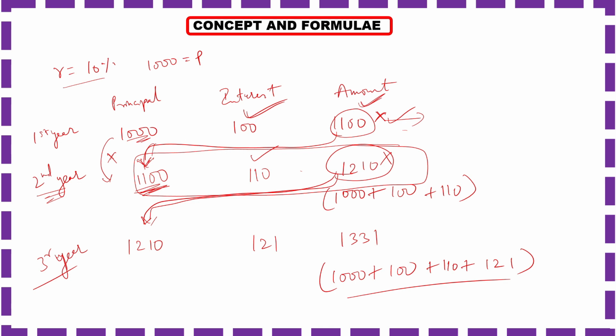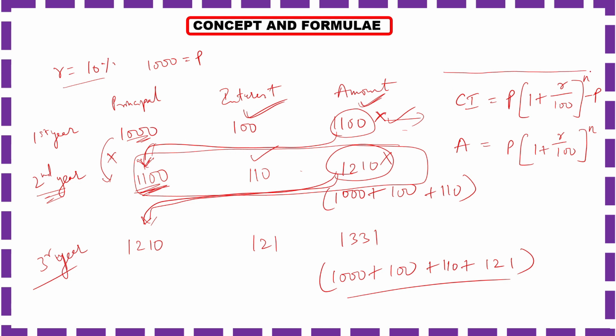Now let us move to the formula of compound interest. Compound interest is equal to principal into 1 plus r by 100 whole power n minus p, right? And what about the amount in compound interest? Amount is equal to p into 1 plus r by 100 whole power n. So for compound interest, just remember these two formulae. Of course, we have two more, continuous compounding formula and non-annual compounding. I will write it here. Just make a note of these two.